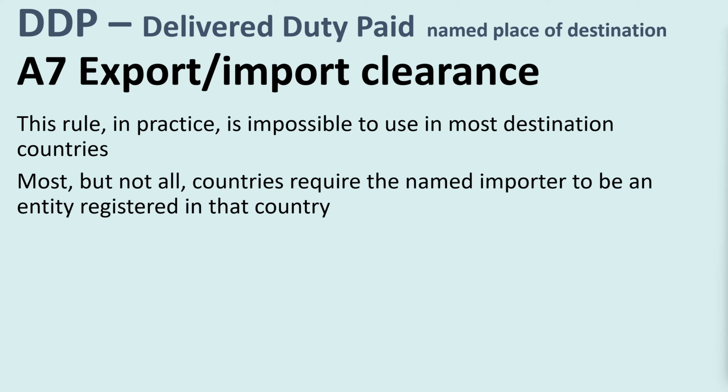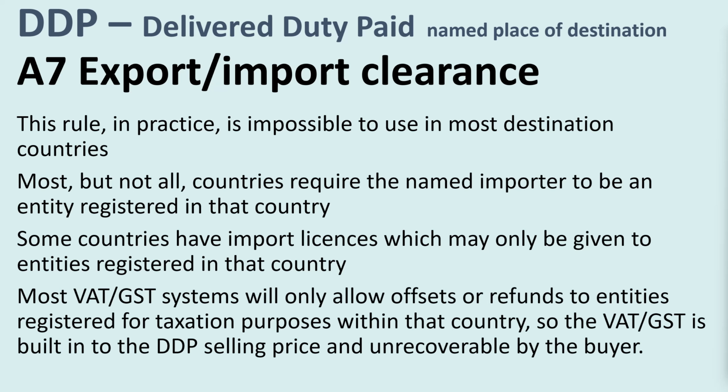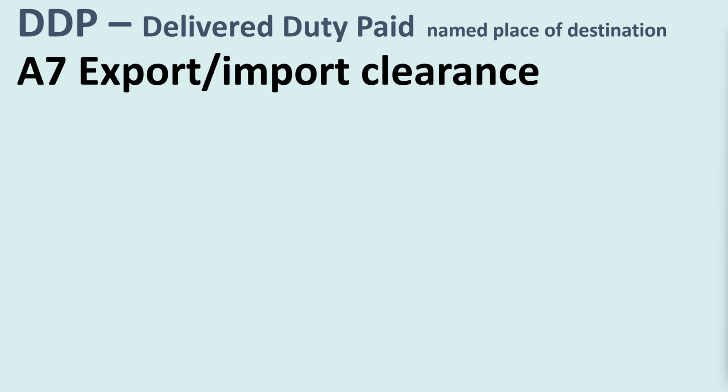Most, but not all, countries require the named importer to be an entity registered in that country. Some countries have import licences which may only be given to entities registered in that country. Most VAT and GST systems will only allow offsets or refunds to entities registered for taxation purposes within that country. So the VAT or GST is built into the seller's DDP selling price and unrecoverable by the buyer.